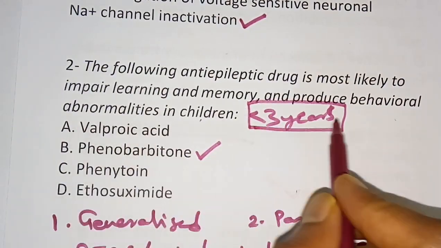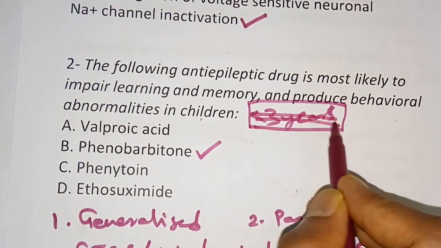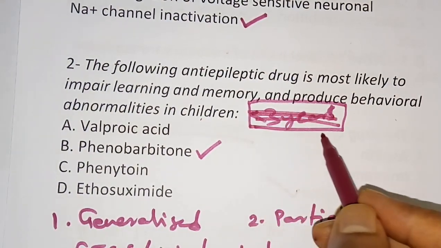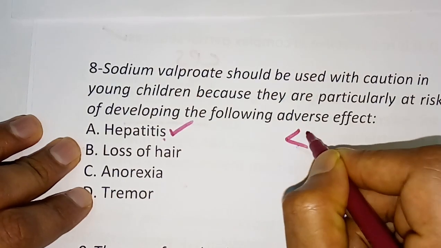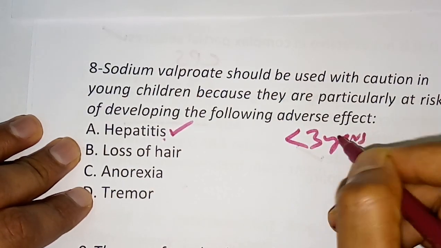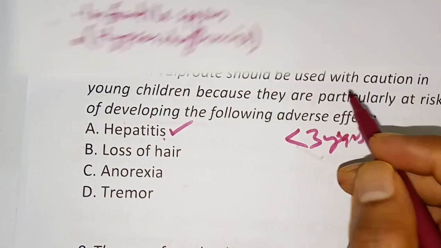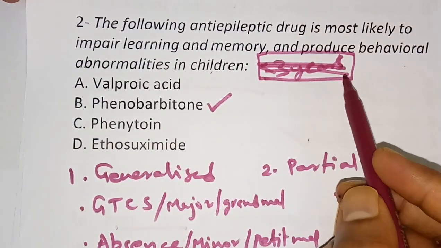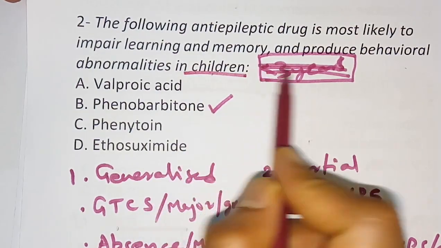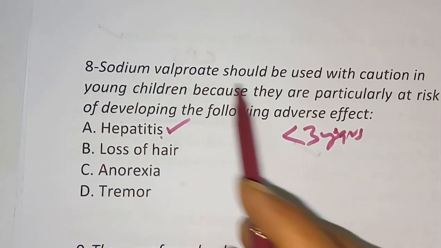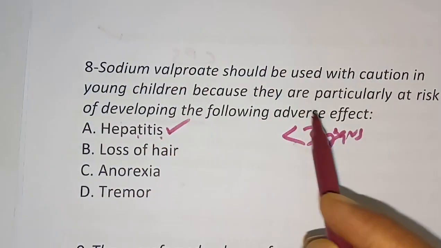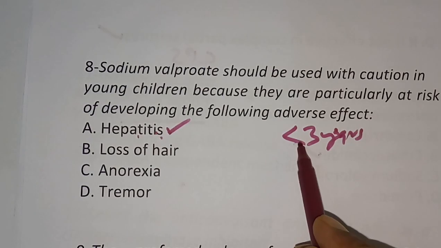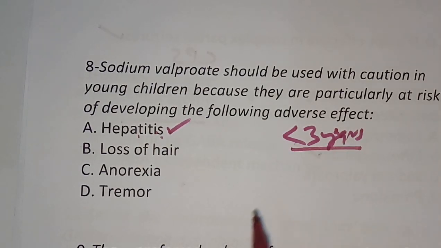This is not like that. This is in children only. It's not particularly told in less than 3 years. This is wrong. Here the question actually comes in hepatitis. Hope you understood this one. That one is not correct. This 3 years is not correct. It's just generally mentioned in children only, not any particular year. Here it is mentioned that sodium valproate, especially in children less than 3 years old, will cause hepatitis.